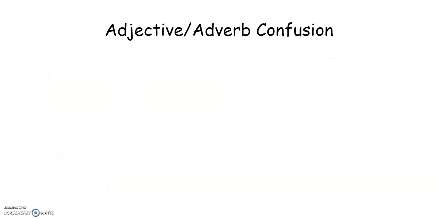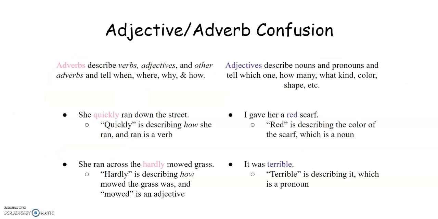So, adjectives versus adverbs. An adverb is going to describe verbs, adjectives, and other adverbs, and usually give some extra information about when, where, why, and how. So, let's look at some examples. She quickly ran down the street. Quickly is our adverb, modifying ran, which is a verb. We can also look at the sentence down here. She ran across the hardly mowed grass. Hardly is our adverb, and it's modifying mowed, which is an adjective.